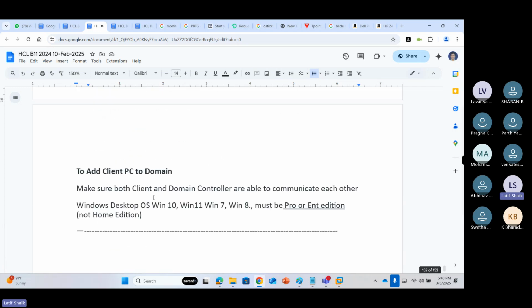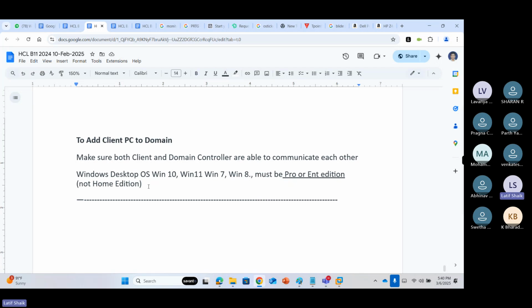So, if you want to add your Windows system to the domain, your system must be a Pro or Enterprise version only, not a Home edition. Your laptop, if it is a Home edition, can't join the domain. If you are using Windows 10 or 11 Pro or Enterprise editions, then only can we join the domain. If you join, then only it is part of the domain. Otherwise, it's not part of the domain.